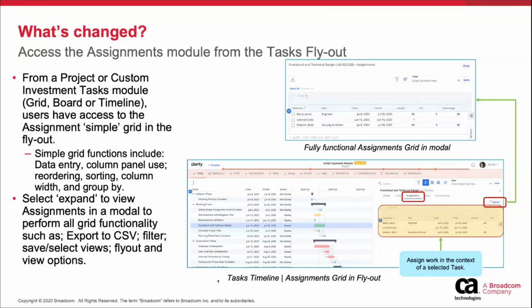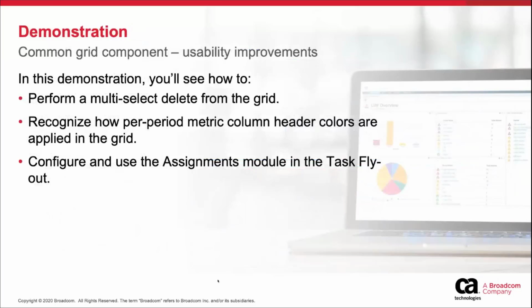Most notably export to CSV and that save view business. So you've got all that at your disposal in the context of the flyout for the task module. Those are the three things I want to focus on.